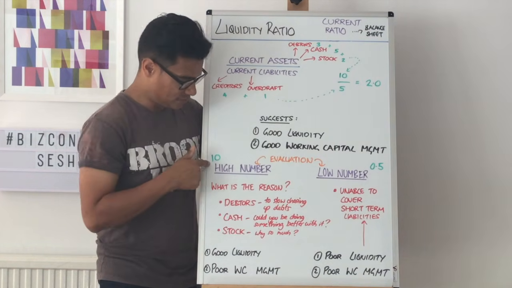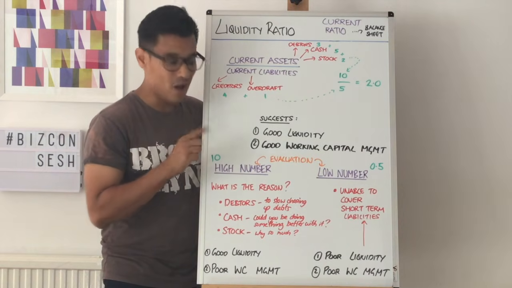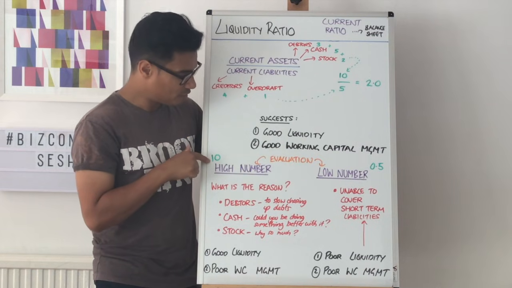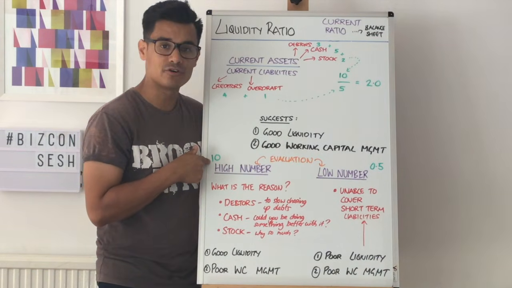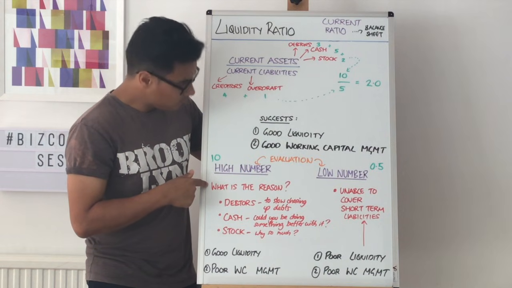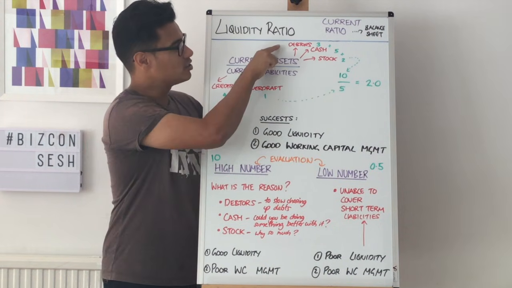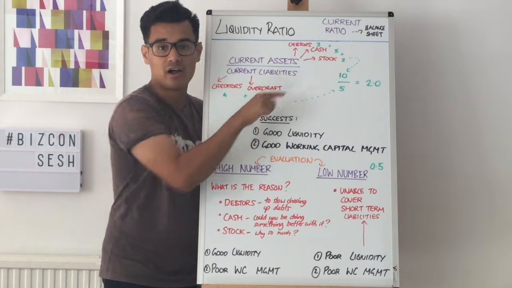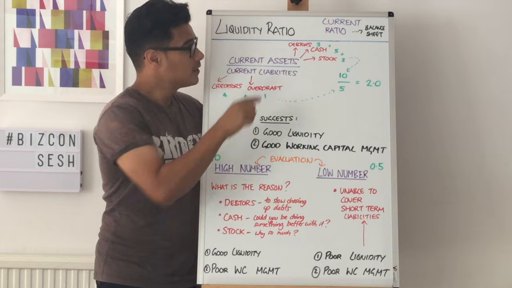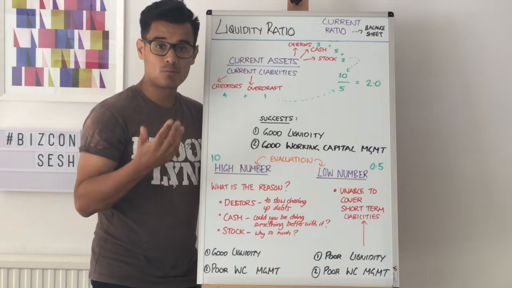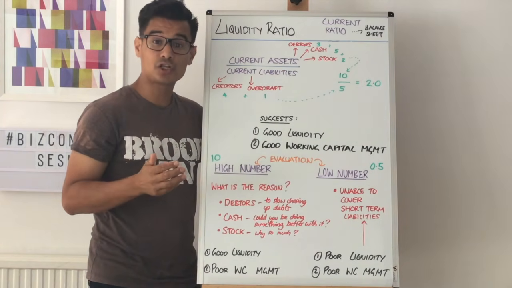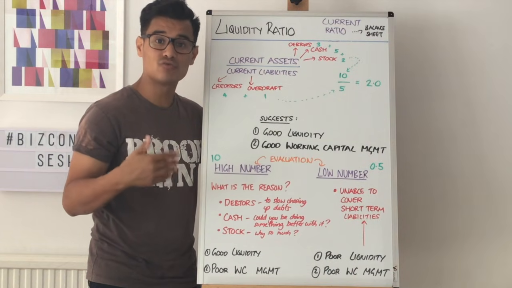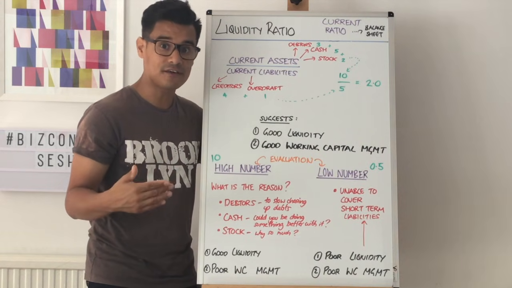The other side is if you have a really high number. Now it's not as bad as if you have a low number, but it still can be a problem. So if you have a high number for your current ratio, well, the reason is probably going to be because your current assets is very high, because either your debtors is really high, your cash is really high, or your stock is really high. So if your debtors is really high, well, maybe you need to start chasing up on those debts quicker, ensure they're paid to you. Is there a reason why you have so many debtors? Do you need to fix that?